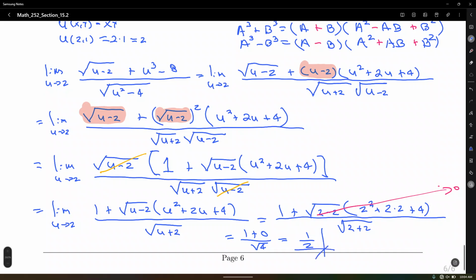All right. Yes, limits with multiple variables become fun, right? Yes. All right, guys.